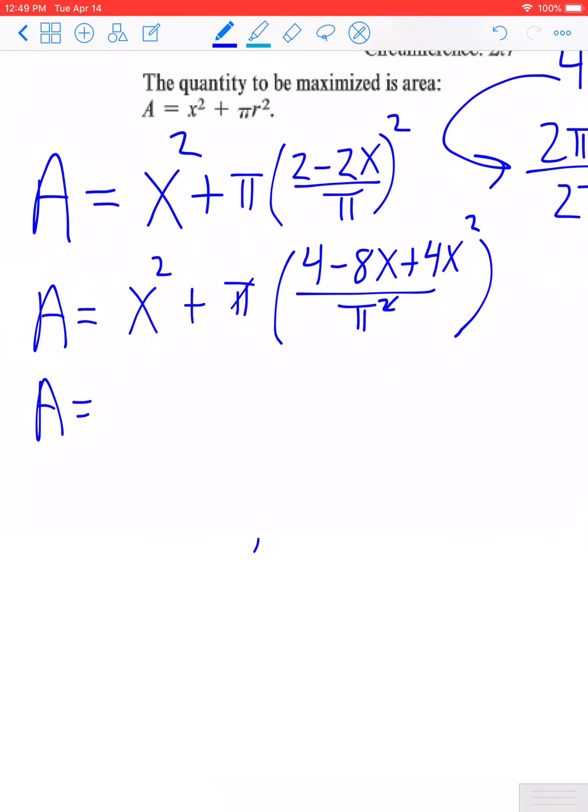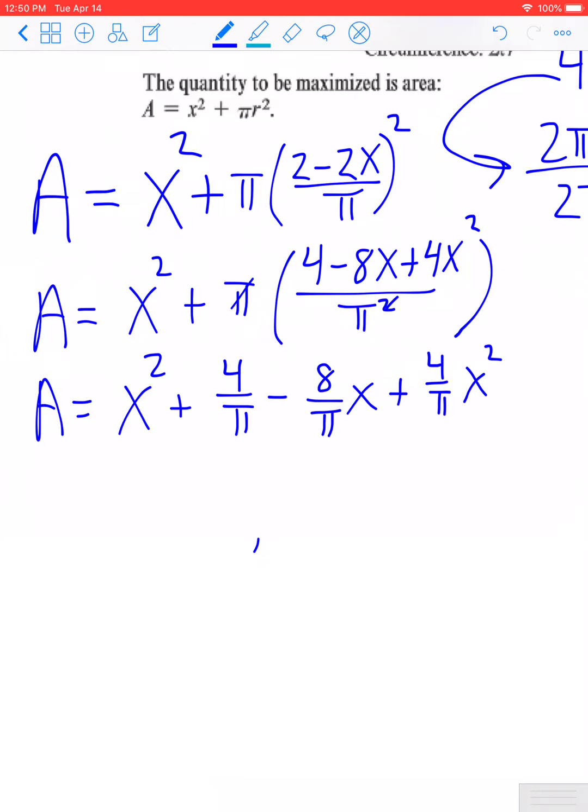So we get A equals x squared plus, and now I'm just going to break apart these terms, 4 over pi minus 8 over pi x. And then we would also have a plus 4 over pi x squared term.